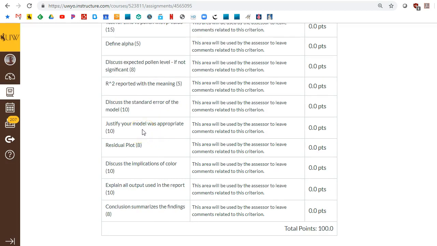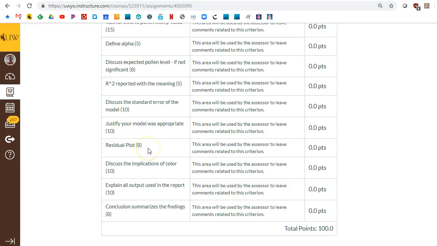Justify your model was appropriate. How do you do that? You mention that you looked at the residuals, and the residuals show you that the model is appropriate. It's not about sample size. It's not about normality, although the residuals do show normality, so I guess that's in there. But you need to have some mention of residuals. You'll notice this 10 points is going to increase as we go further in the class because lots of students forget this, and it's not okay to forget.